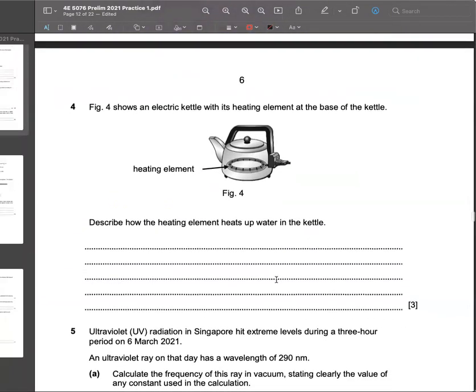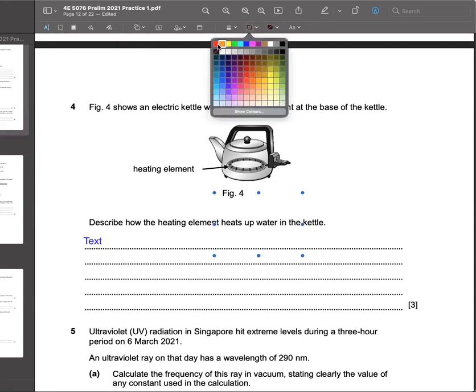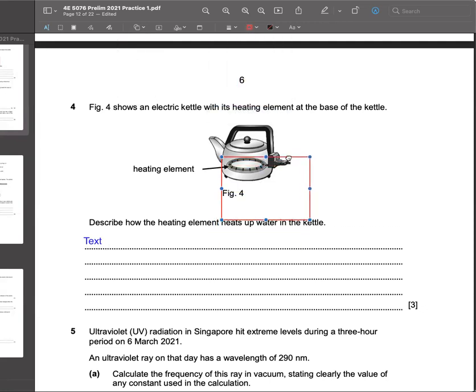All right. Okay, last question, then we'll stop. Heating element: how does the heating element heat up the water? So what do you mean by heating element? The heating element is the heater, this thing here. This one. This heating element.